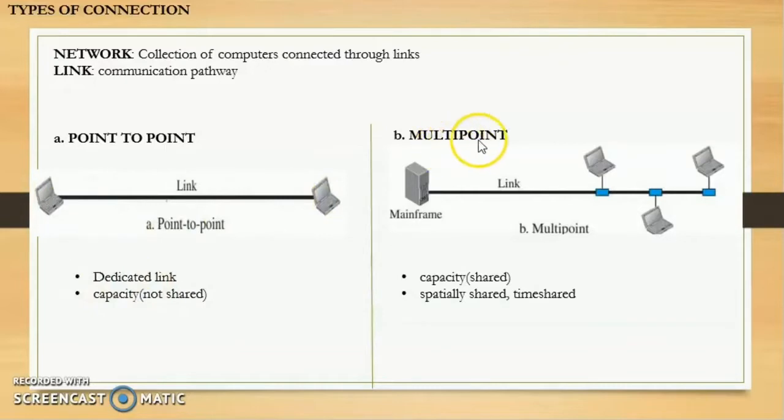Next, let us see multi-point connection. Multi means many, so that means there will be many devices connected to the link. If there are many devices connected to the link, then definitely the capacity will be shared between multiple devices. Now there are two ways of sharing. One is spatially shared and second is time shared. If the link is spatially shared, then multiple devices can send the data simultaneously. But if it is time shared, then users will have to take turns and only then send the data.